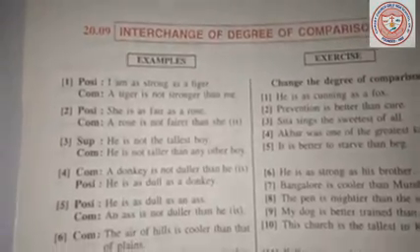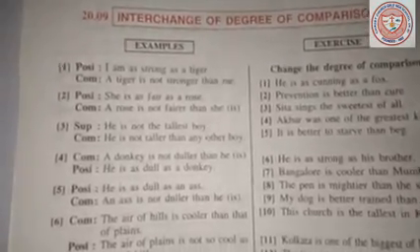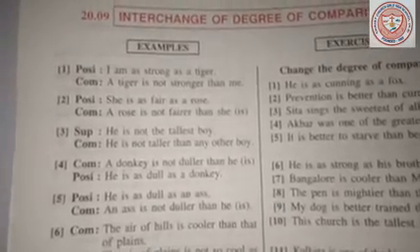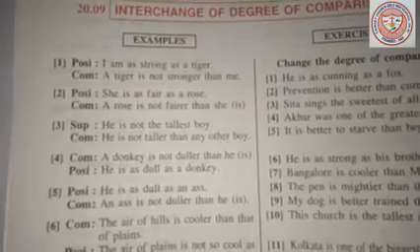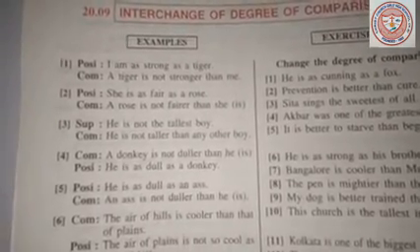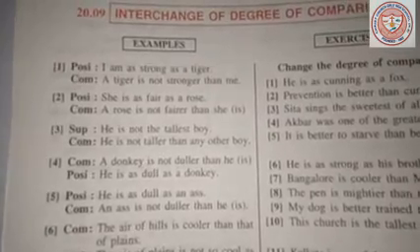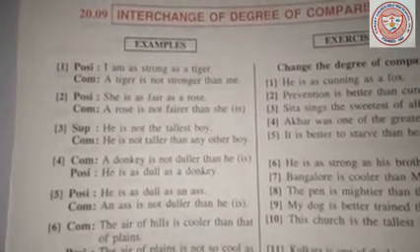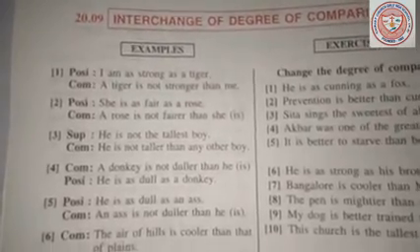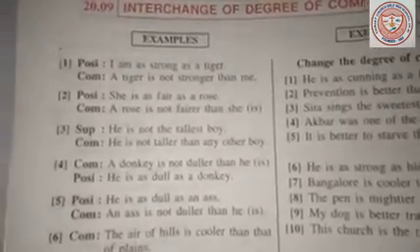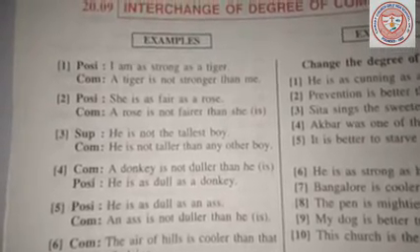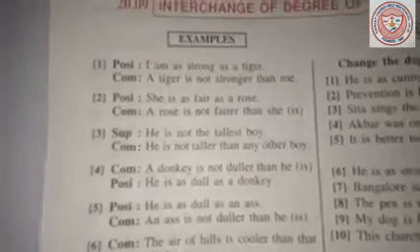Now comes the interchange of degree of comparison. Okay, so degree of comparison means the adjectives can be changed into its 3 kinds. Positive degree, that means the adjective in its purest form. Then comes comparative degree, that means whenever comparison is there between 2 things or 2 objects. And the superlative degree, in which a number of things are being compared and only one thing fares well. Okay, let us find out.